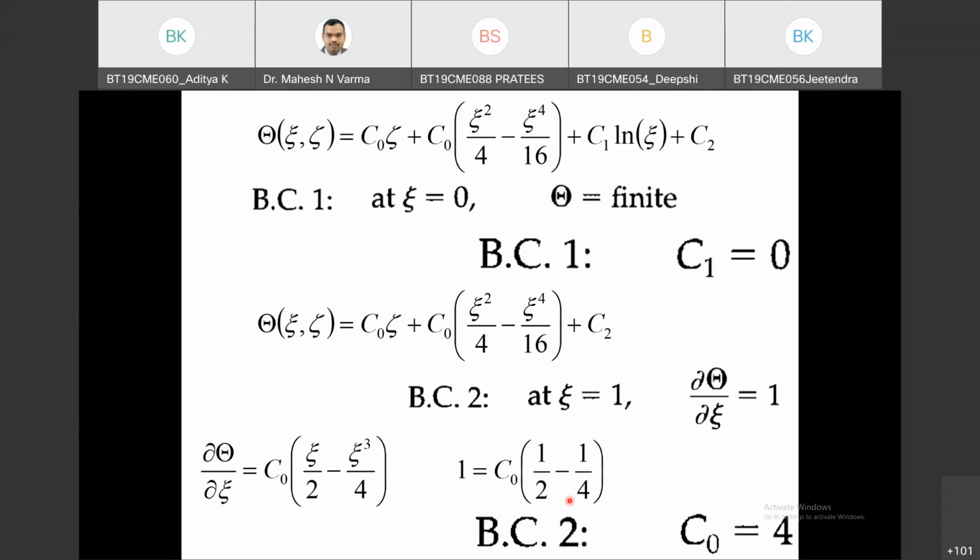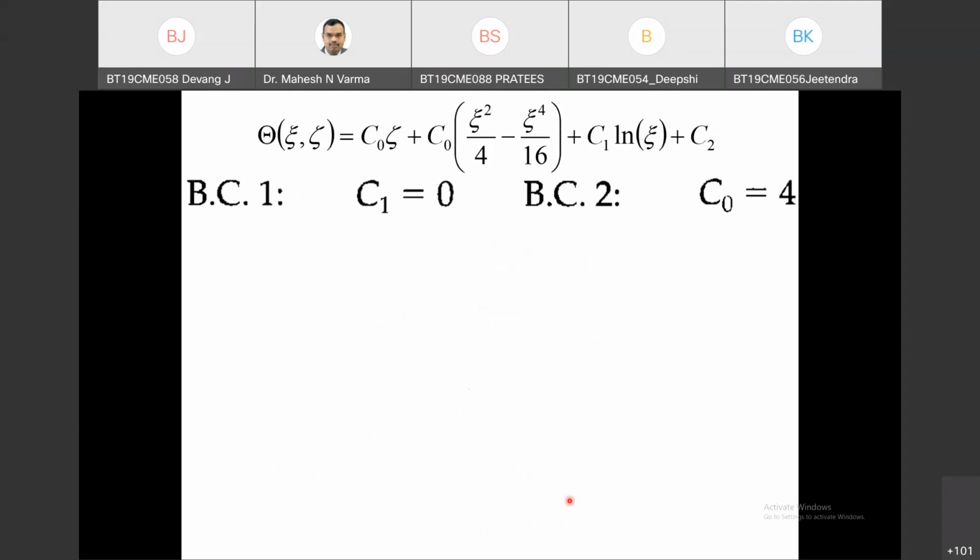Here, roll number 58, Devang Joshi. Yes, sir. Did you get this C0 equals 4? Yes, sir. Any confusion in C1 equals 0? No, sir. Okay. Now substitute C0 and C1 in this equation. What will I get?